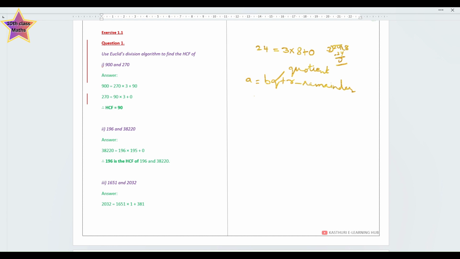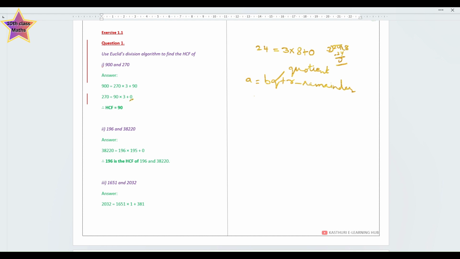Here the two numbers are 900 and 270. See which is the bigger number. 900 is the bigger number, so divide the bigger number by the smaller number. When you divide 900 by 270, you get 900 equal to 270 into 3 plus 90. Then take the 270 and divide it by the remainder: 270 equal to 90 into 3 plus 0.